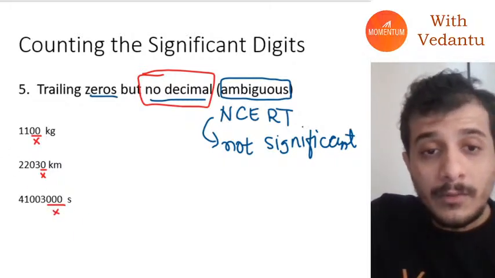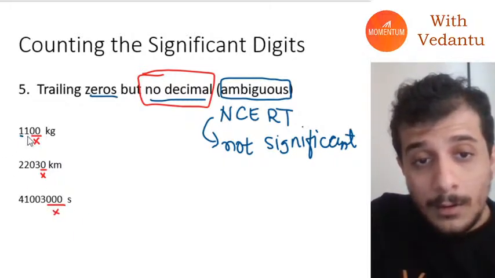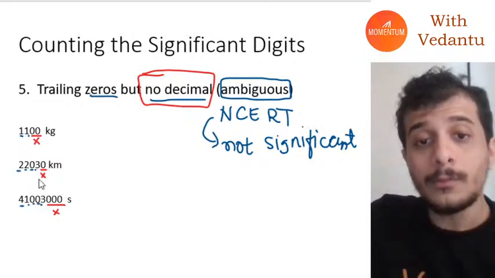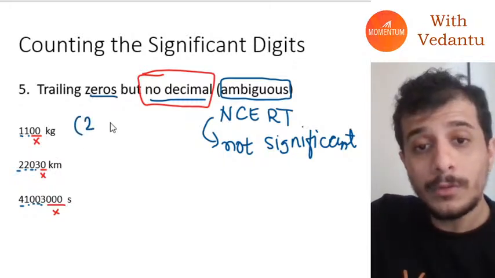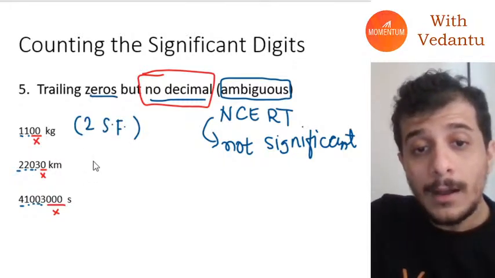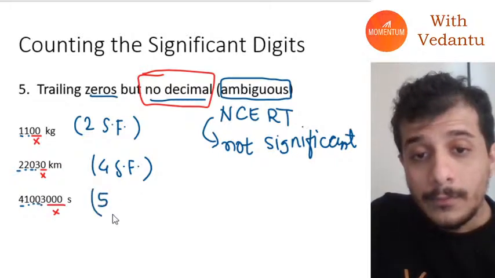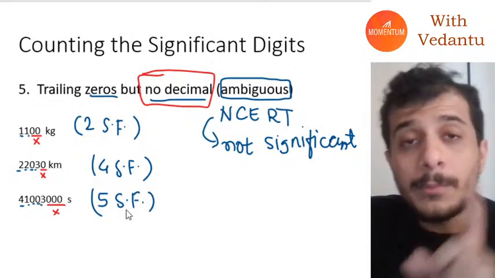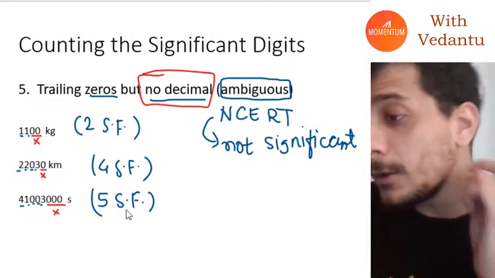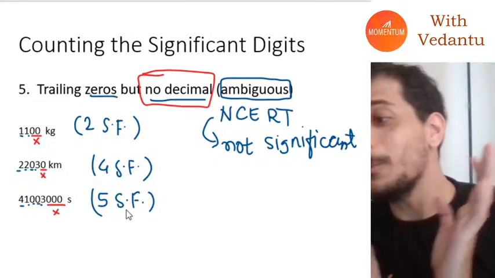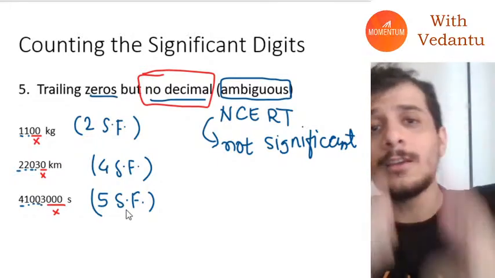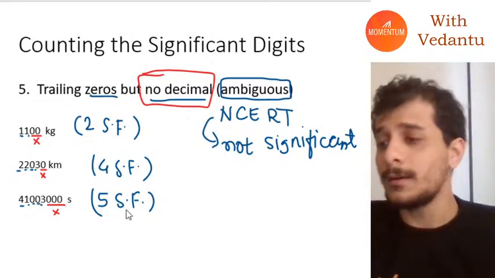So how many significant figures in each case? 1, 2; 1, 2, 3, 4; and 1, 2, 3, 4, 5. So overall you have two significant figures, four significant figures, and five significant figures. I hope everybody understood so far. This is how you calculate the number of significant figures. If you understood, please give me a thumbs up.